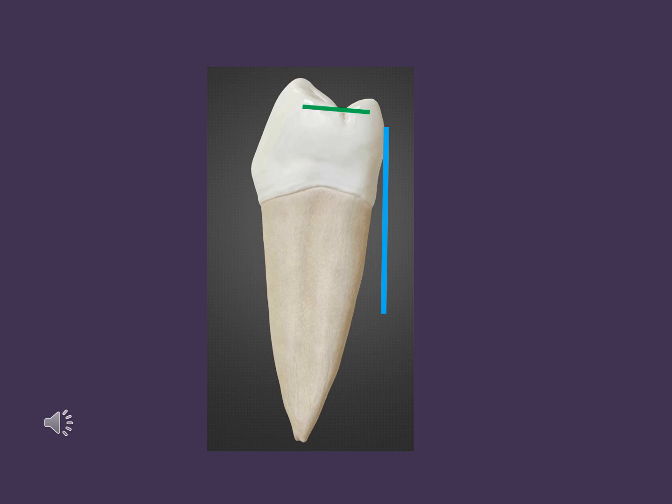A buccal cusp is less sharp and it is not nearer to the midline of the teeth, when we compare with that of the mandibular first premolar. In the mandibular first premolar, the buccal cusp is nearer to the midline of the teeth.